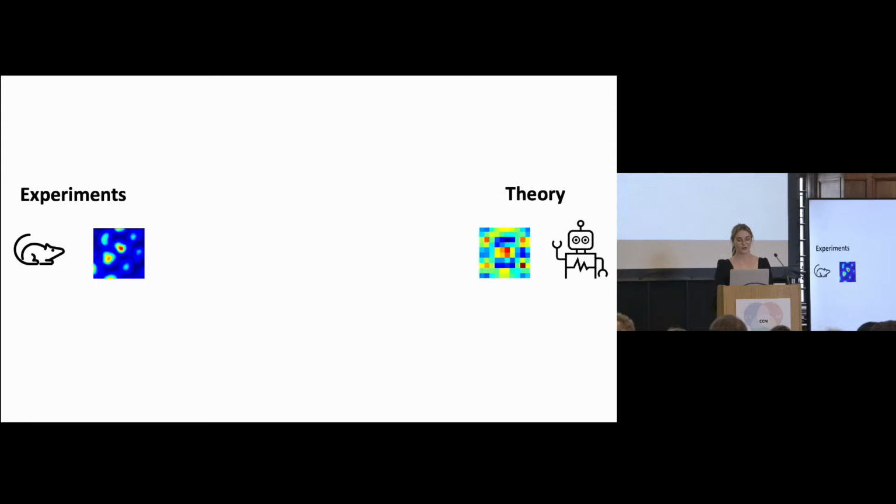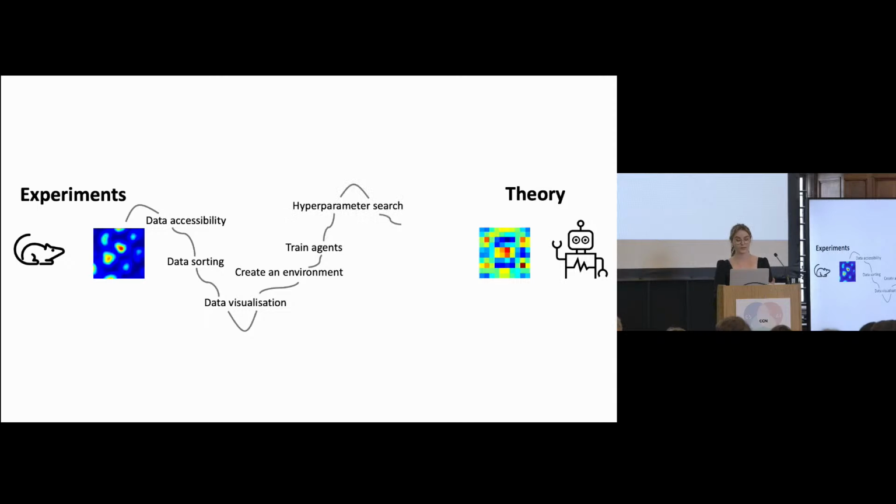So let's imagine you and your collaborators have just recorded a new experimental data set, and you're thinking about modeling it or comparing it against existing theory or with a new model. There's a lot of steps that separate you from your end goal. First, you'll need to access, sort, and visualize your data. Then you probably need to create an environment in which your agent will be able to run. And most likely again, you need to run some hyperparameter search before you can move on to the result quantification and the result visualization. And this is a lot of work.